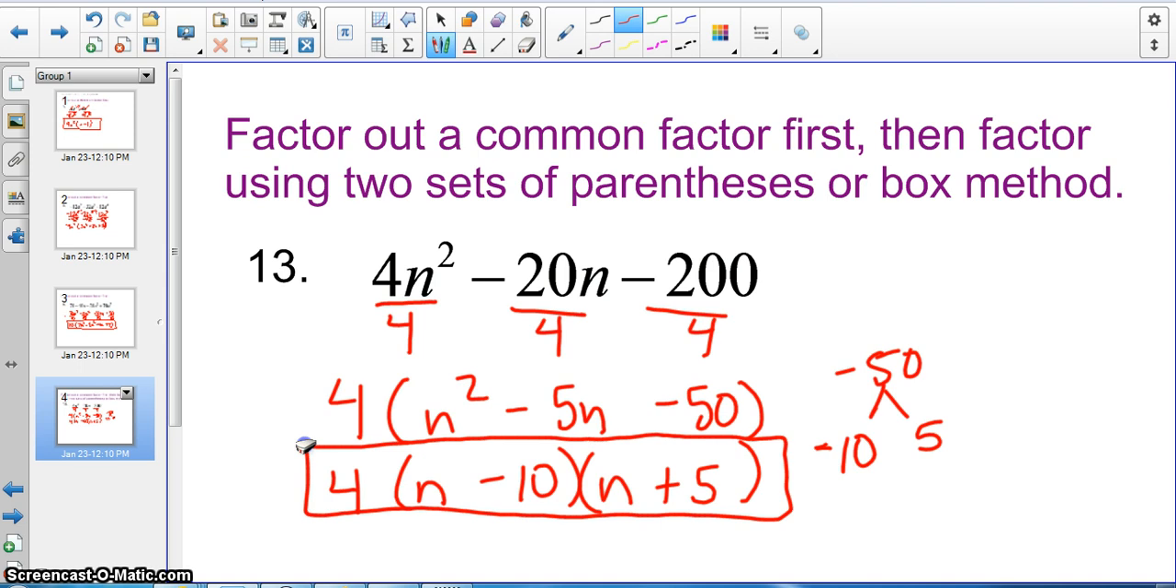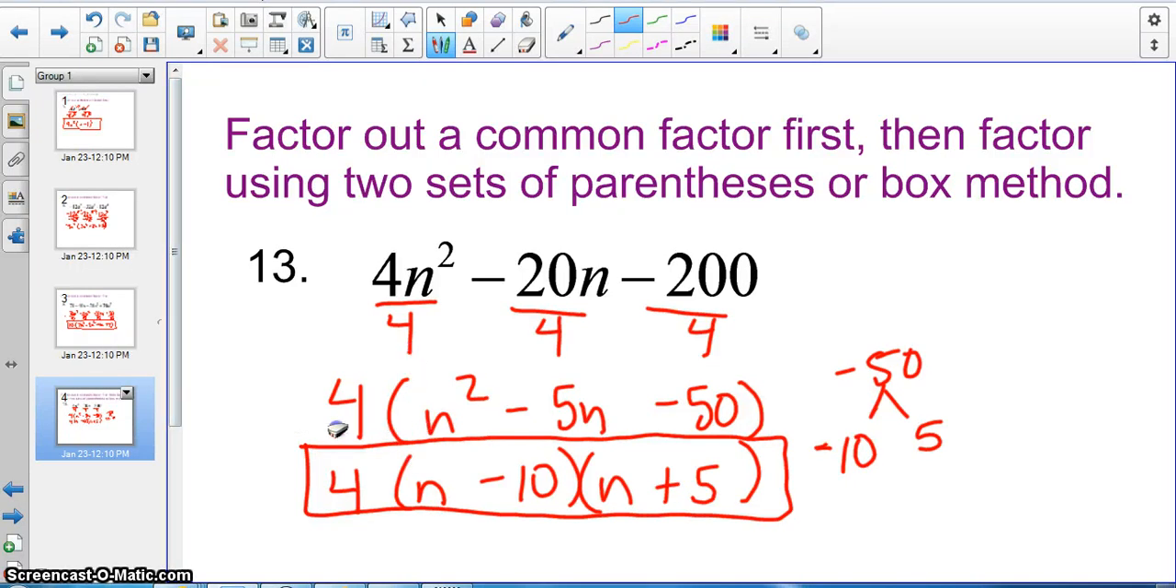You could also use the box method with this. If you would like to use that, you can. It's just setting up two sets, drawing your box with 4 squares. You can always watch that video on doing the box method with this.